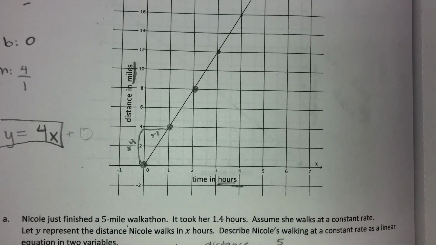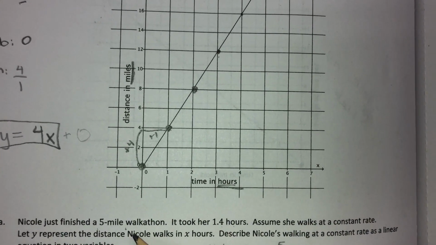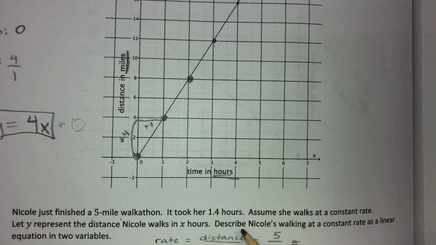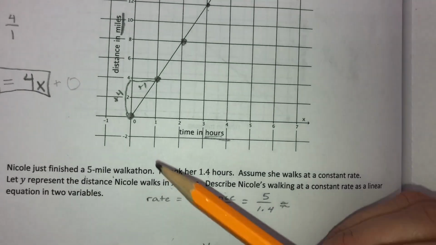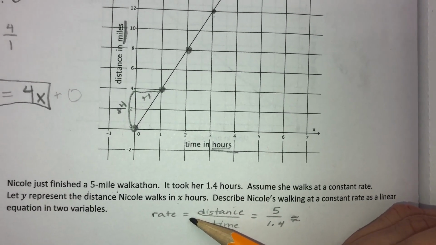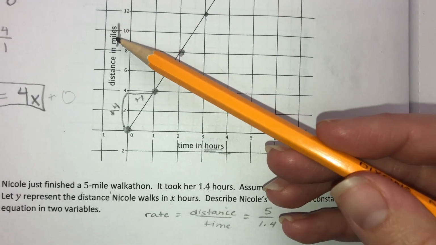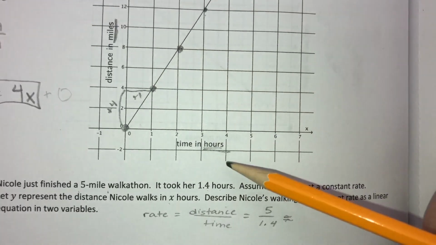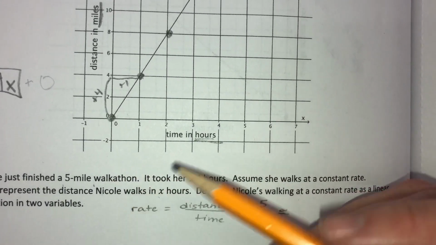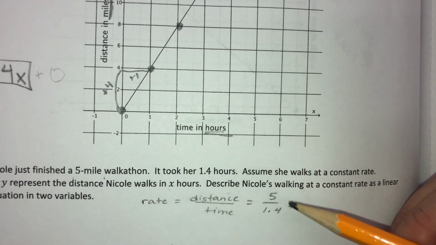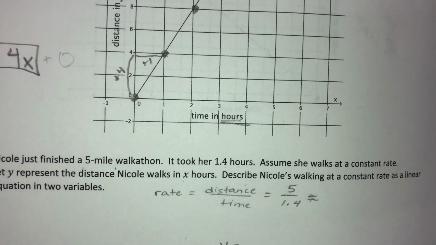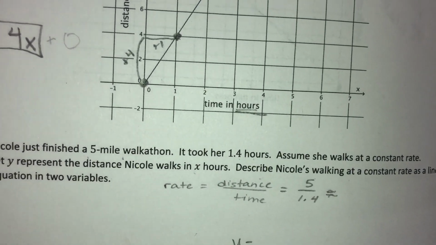Assume she walks at a constant rate. Let y represent the total distance in x hours. Describe Nicole's walking rate. Remember, rate can also be found with distance over time, so it's still miles per hour. Hers is 5 miles for 1.4 hours, so that's a little bit different.